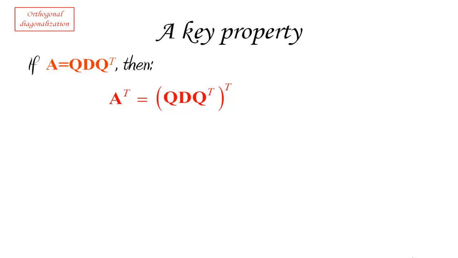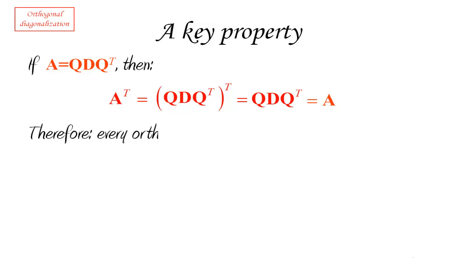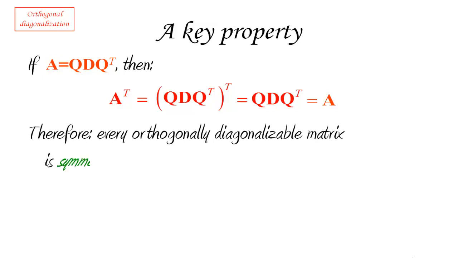Then if we transpose D, what do we get? Well, D is diagonal, so the transpose of D is still D. And then when we transpose Q, what do we get? Q transpose, but this time on the right. Wait, that looks familiar. Oh yeah, that's just A. So what that means is that every orthogonally diagonalizable matrix is always symmetric.